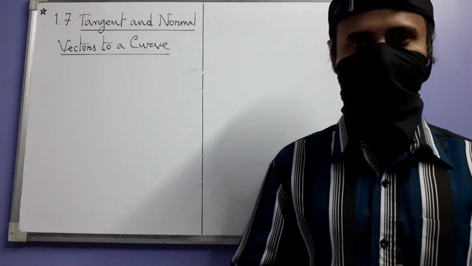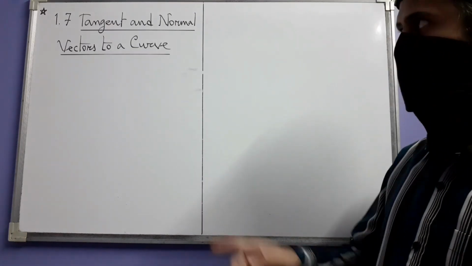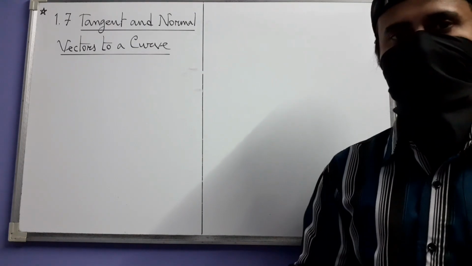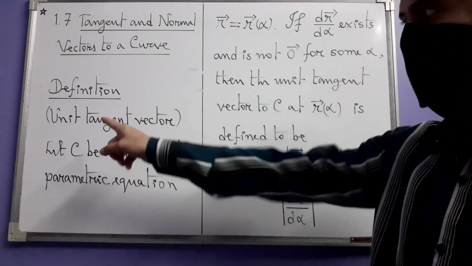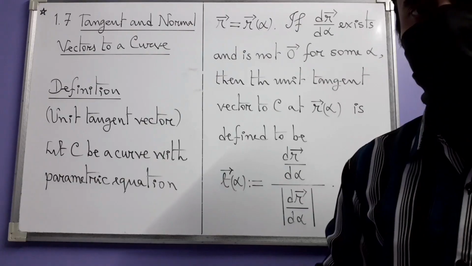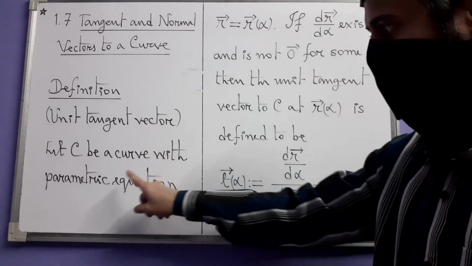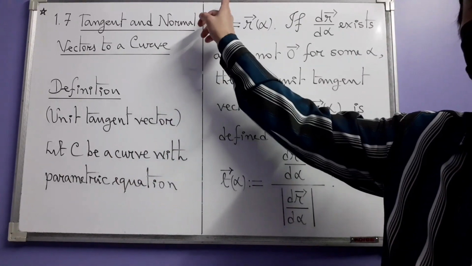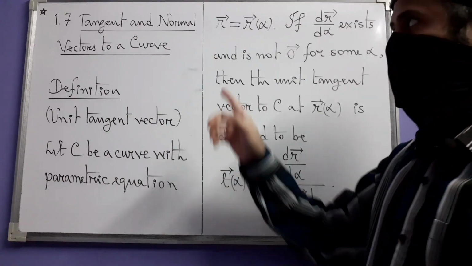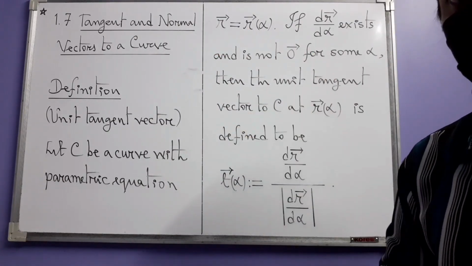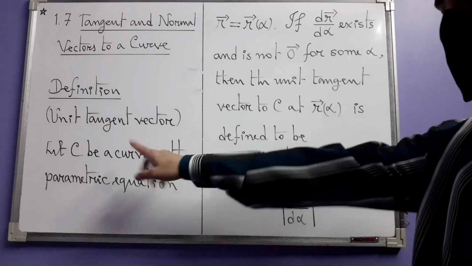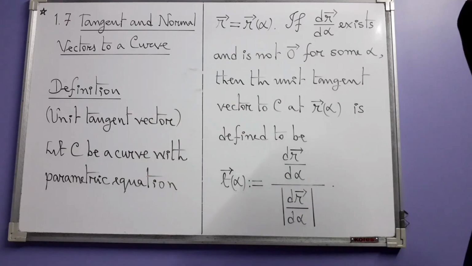As I said in the previous video, today's topic is tangent and normal vectors to a curve. Let's start with the definition of unit tangent vector. Let C be a curve with parametric equation r equal to r of alpha. So this r is a vector function of the scalar variable alpha, which represents the curve C.